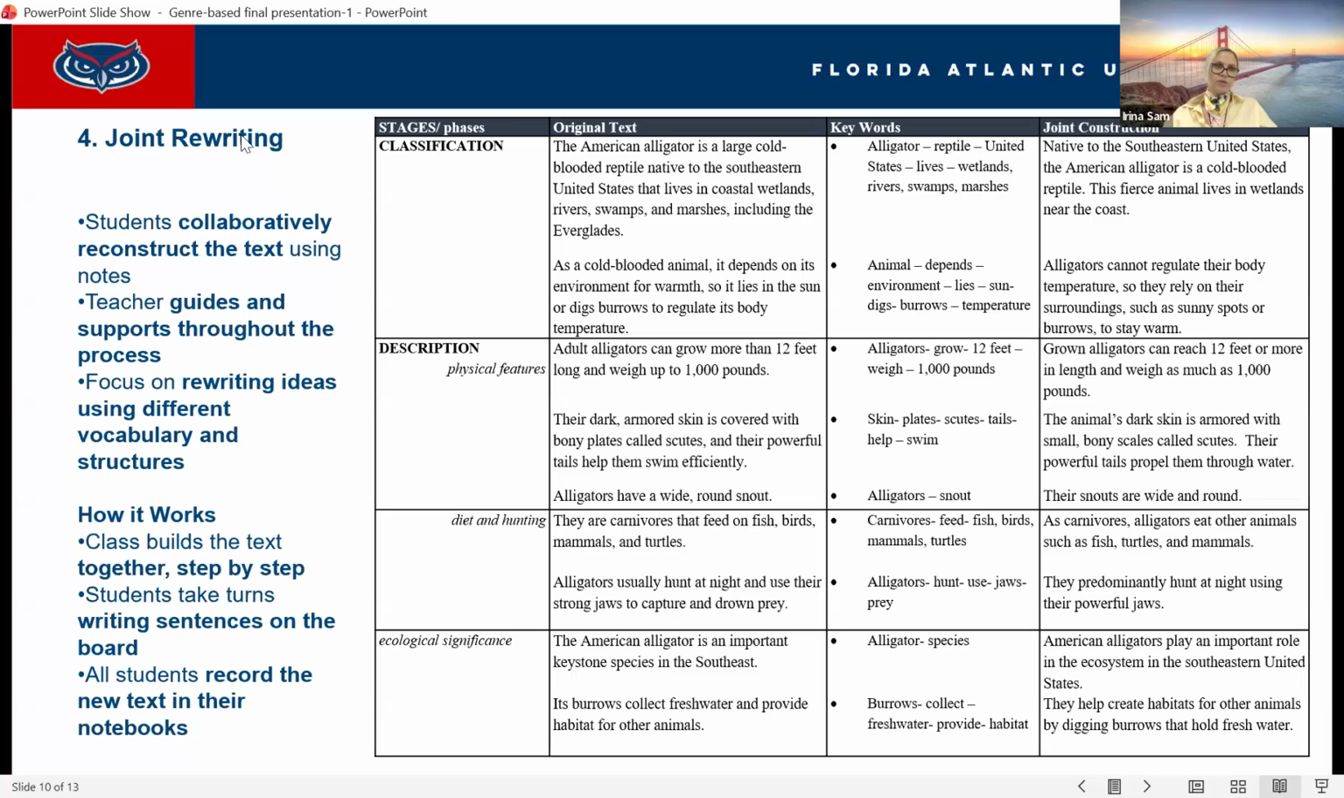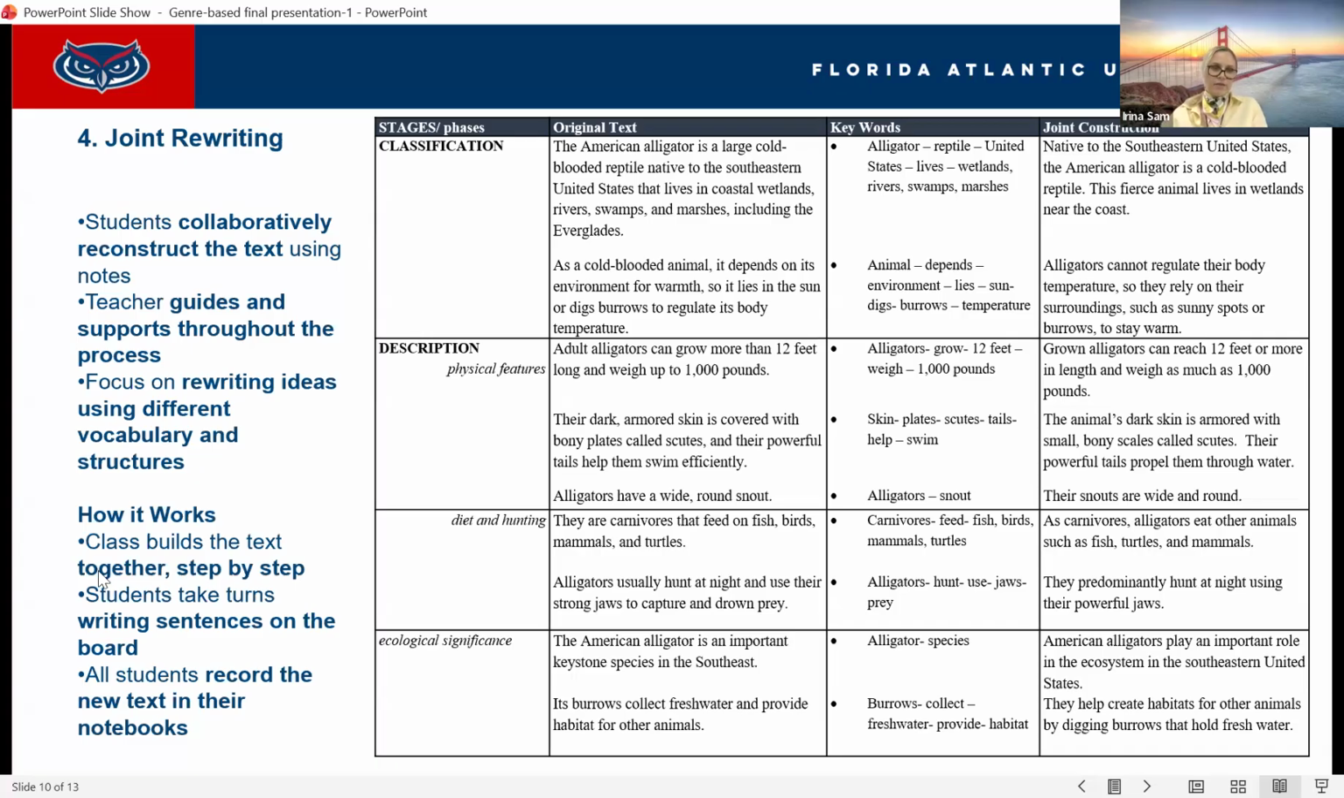Joint construction or joint rewriting stage. In this stage, students collaboratively reconstruct the text using notes. The teacher guides the process and encourages students to use different vocabulary and sentence structure. Students take turns writing sentences, and the whole class participates. This step is extremely important because it bridges the gap between understanding and producing language.